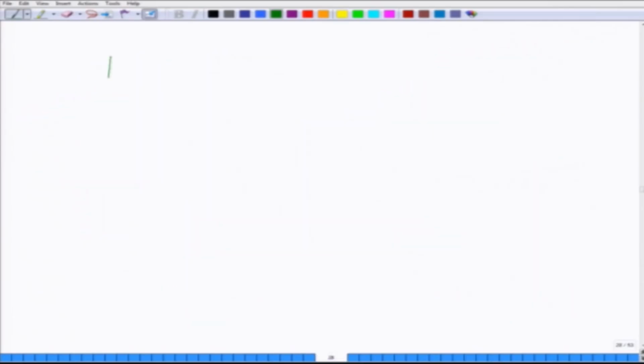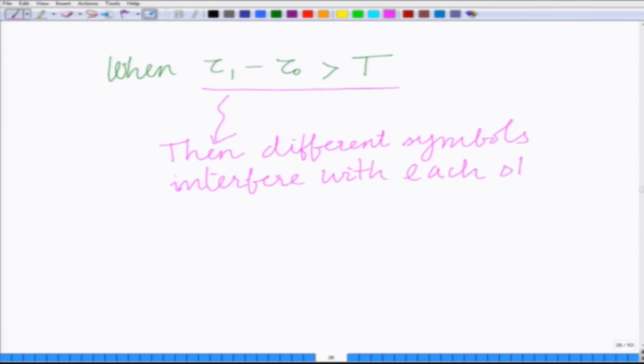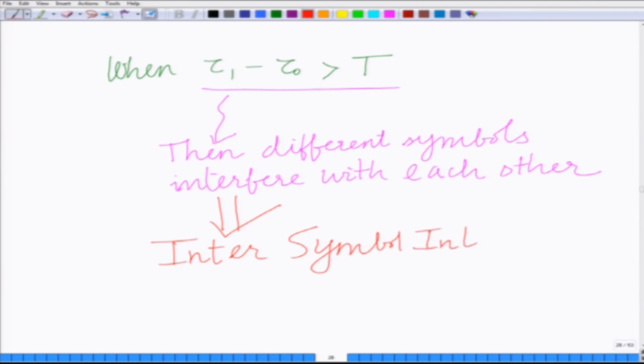So, when tau 1 minus tau naught is greater than T, then different symbols interfere with each other, and this is basically termed as your inter-symbol interference or ISI.